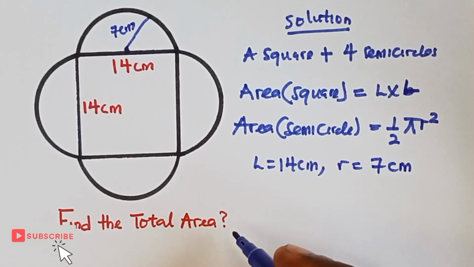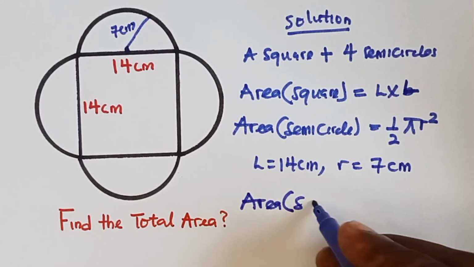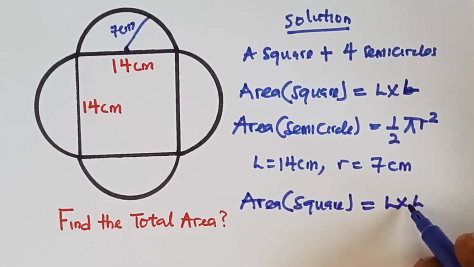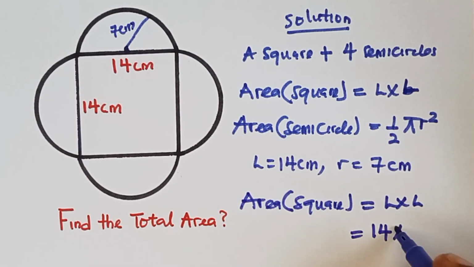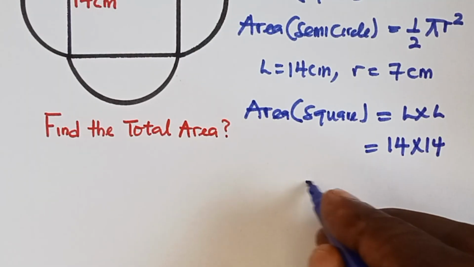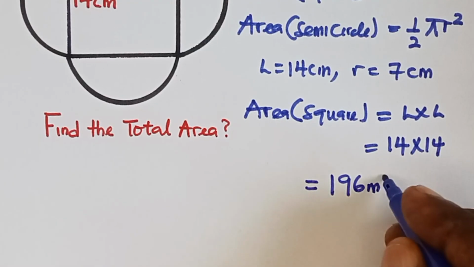Alright, so now let's start with calculating the area of the square. Area of the square is length times length. That will be 14 times 14, which gives us 196 meters square.